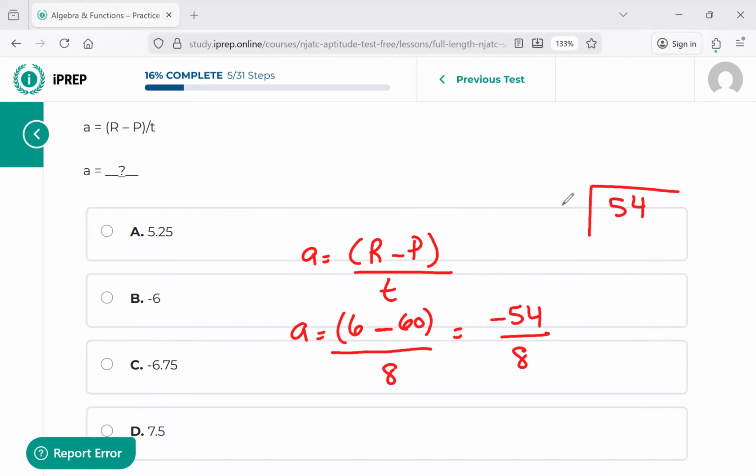So if you want to do the long way, how many times is 8 going into 54? About 6. 8 times 6 is 48. 54 minus 48 is 6. Decimal, bring down the 0. How many times does 8 go into 60? 7. 8 times 7 is 56. 60 minus 56 is 4. Bring down the 0, that would be 5.